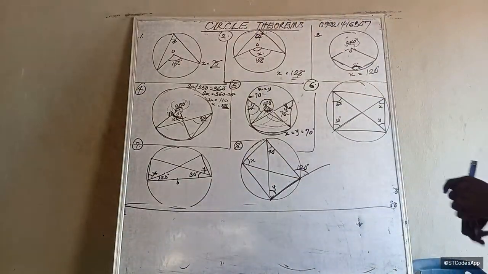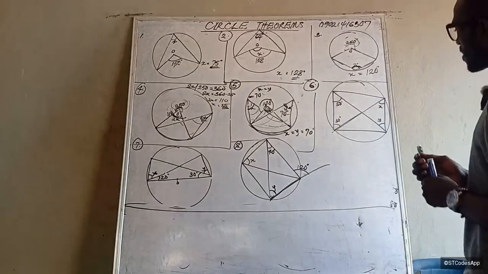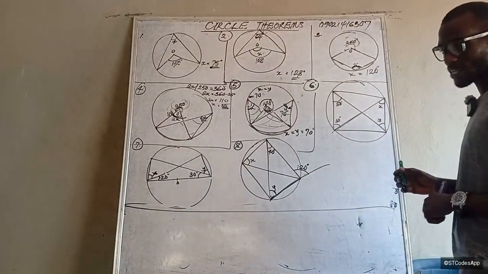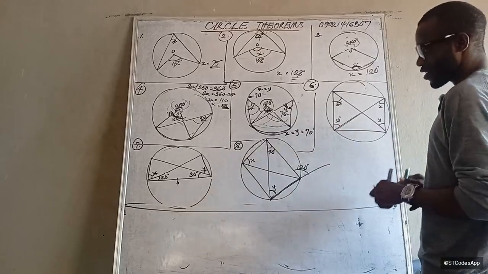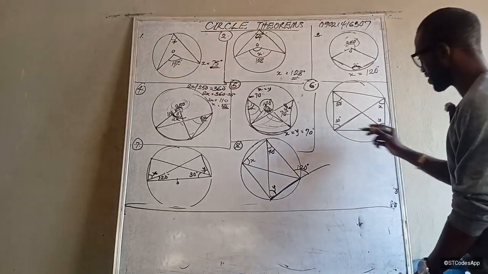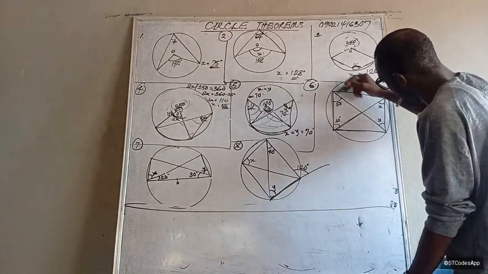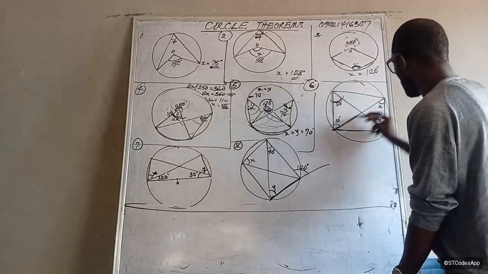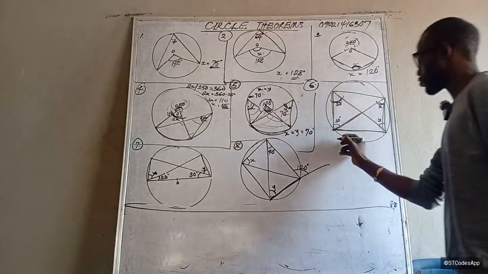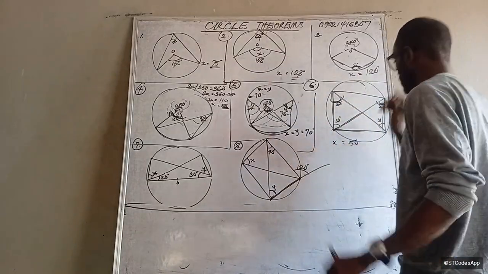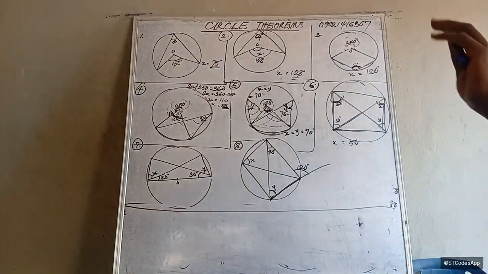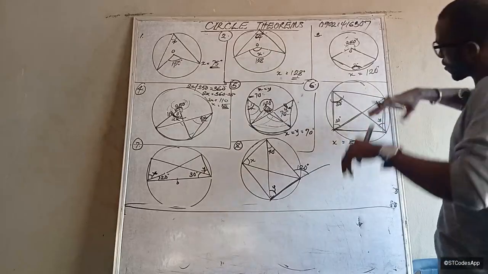For number 6, look at this. This one is simple. We are given the segment. See, this is a segment here, right? So the angle at this circumference here will be equal to the angle at this circumference. So x will be equal to what? 50. Is it clear?